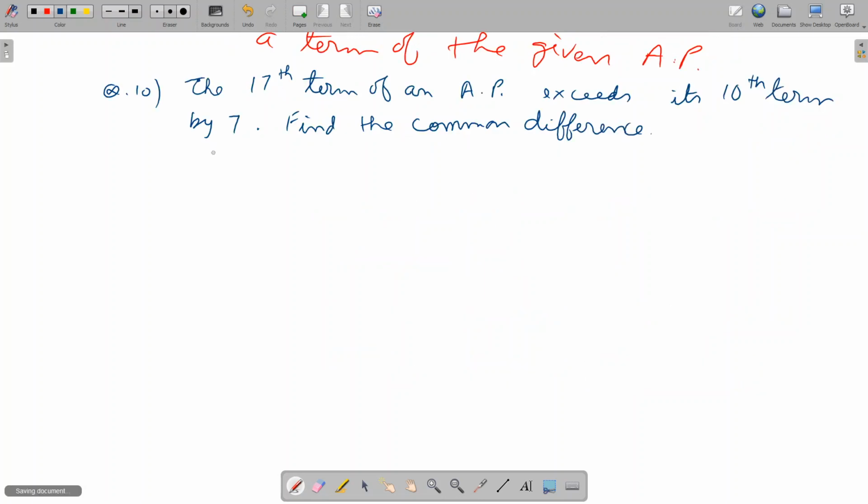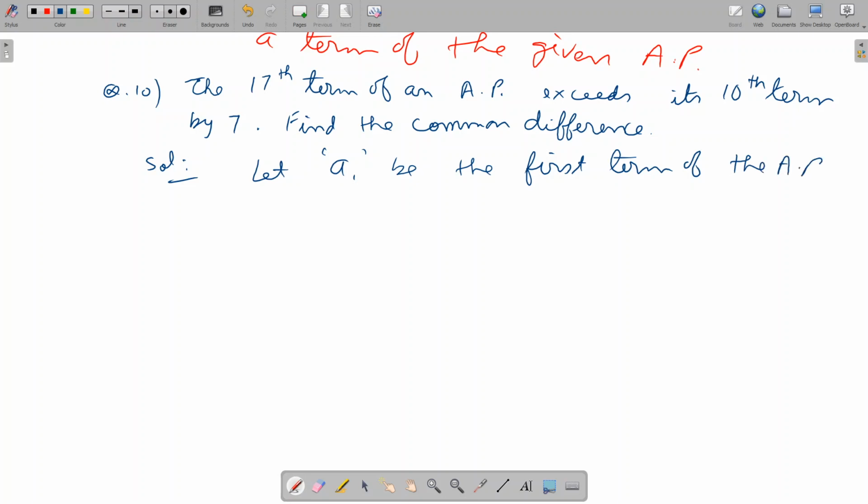The 17th term of an AP exceeds the 10th term by 7. Find the common difference. So let A1 be the first term of the AP. The AP is not given to us. And D be the common difference.